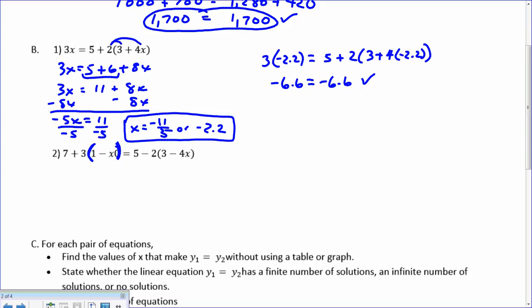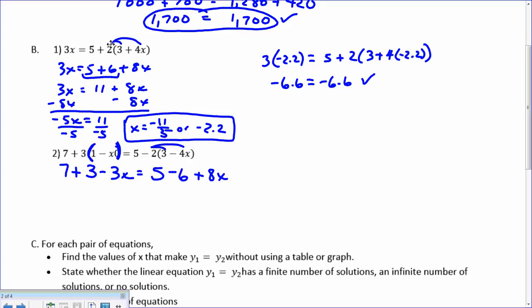Now, number 2, we got a little bit more going on, right? We got parentheses on both sides, which means we need to distribute. So 7 plus, and I'm going to take 3 into both of these, so I get 3 minus 3x for the left side, and then I got 5. And then remember, I'm distributing a negative 2. So I get minus 6 plus 8x.